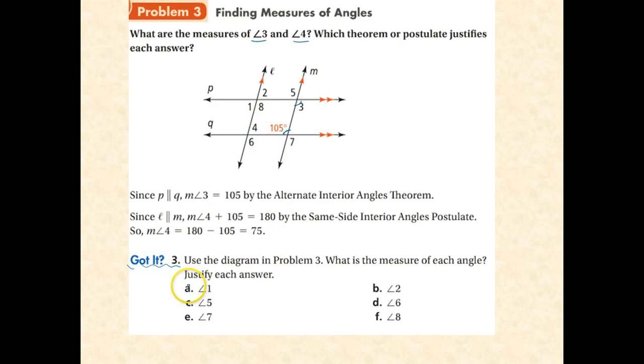Okay, so A, angle 1. Let's see, we got that the measure of angle 4 was 75 degrees. 1 and 4 are congruent because of alternate interior angles.